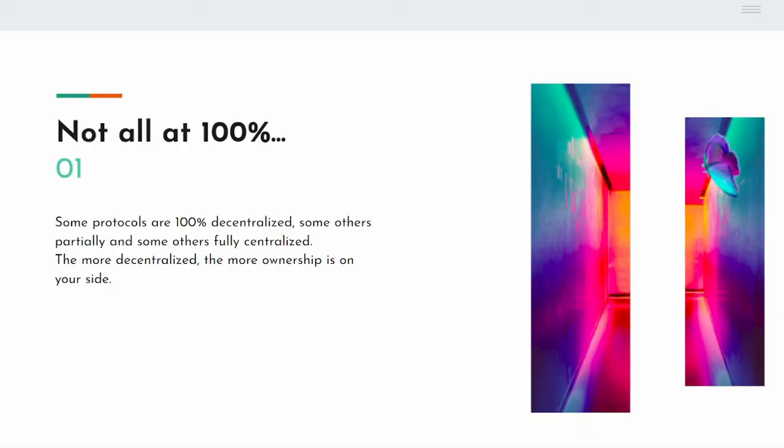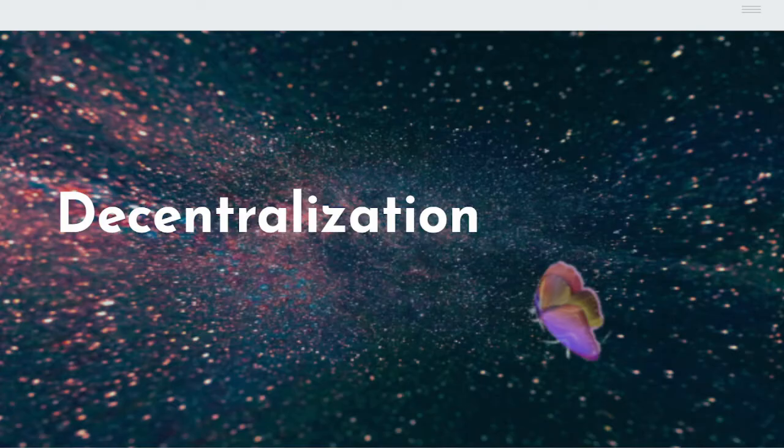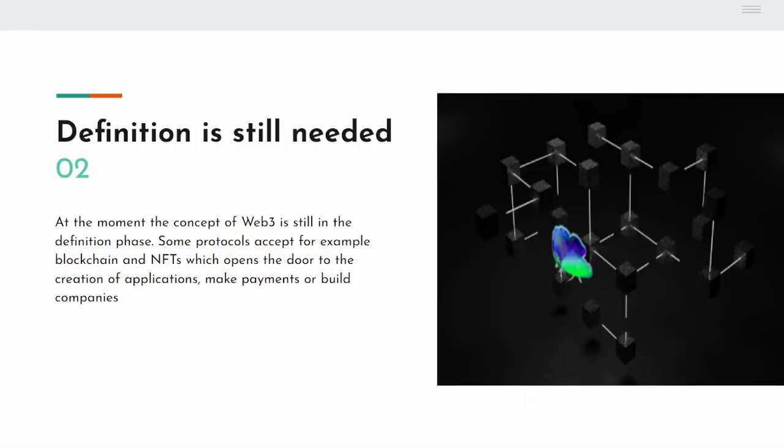Decentralization, talking about that, is not 100% decentralized. So some protocols are, but some others are partially, or some others are just fully centralized. The more decentralized, the more ownership is on your side. So for example, some exchanges like Binance, I don't know if you heard about it, it's centralized, when PancakeSwap is more something like decentralized.